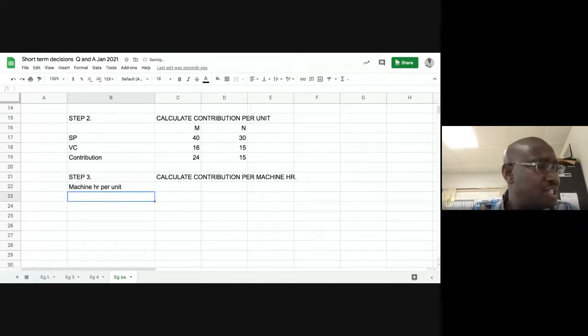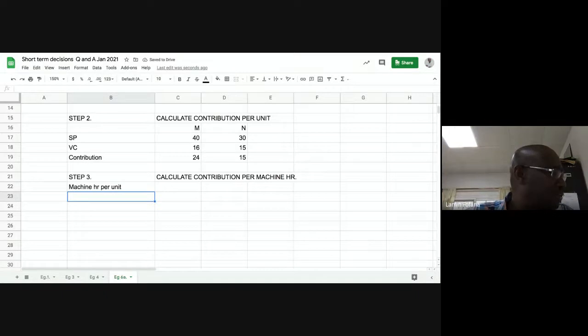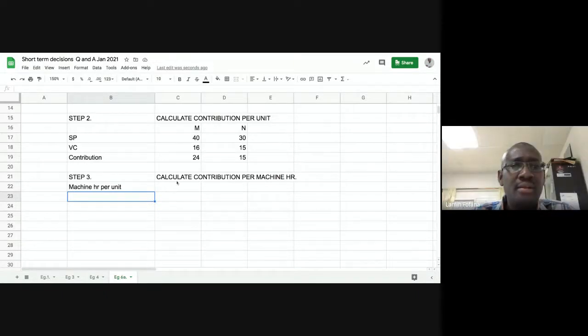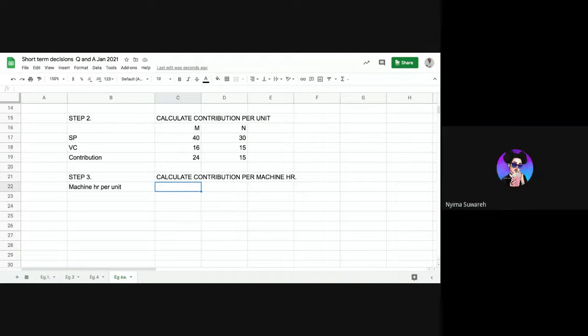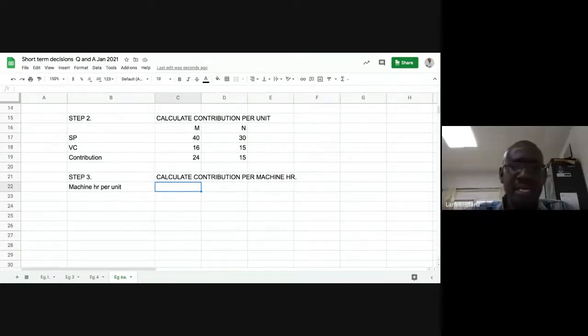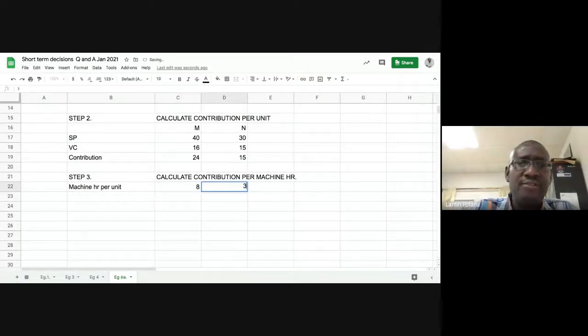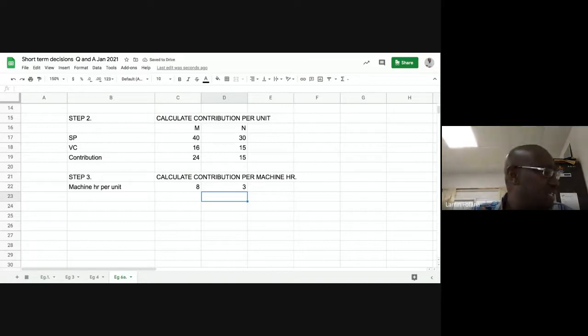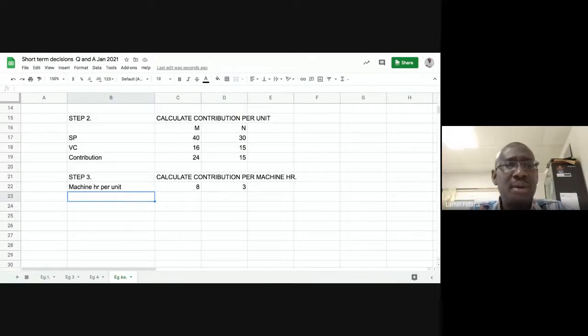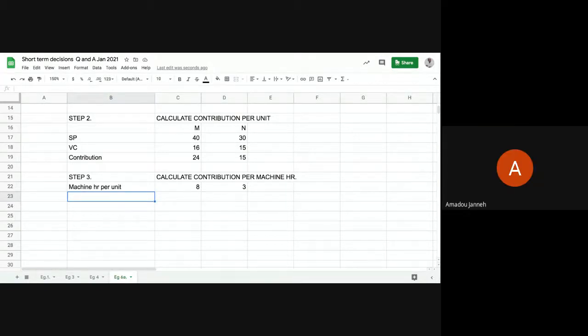Where is our machine hour per unit? Has it been given in the question? Yes. What are they? 5 and 8. No, 8 and 3. Who is saying 5? Where do you see 5? It's 8 and 3. It has been a mistake. 8 and 3. There you go. So now, what is our contribution per machine hour?